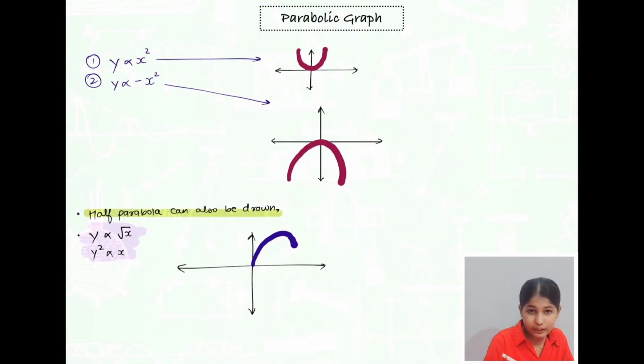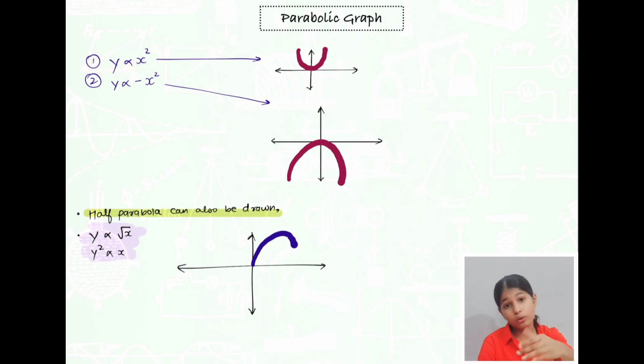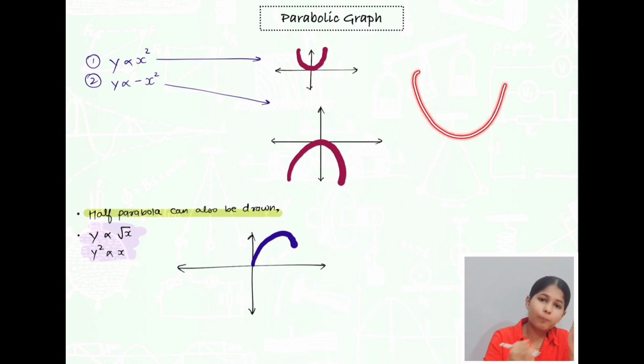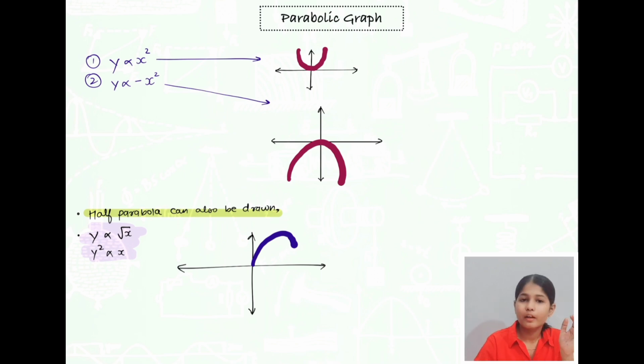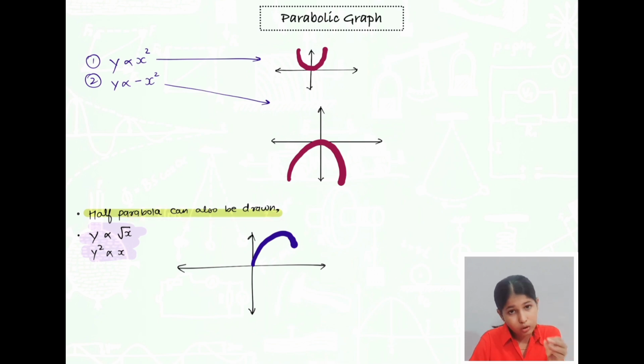Let us recall it one more time. For this criteria, where the power is more than 1, it will form a parabolic graph. If the magnitude of x is positive, then it will form an upward parabola. If the magnitude of x is negative, then it will form a downward parabola. Also, half parabola also exists.